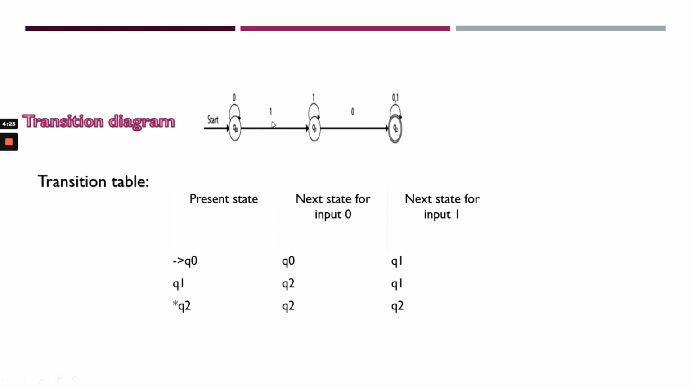If 1 is the input for Q0, then it goes to Q1. For Q1, if 0 is the input, then it goes to the Q2, which is the final state. For Q1, if 1 is the input, then it remains in the same state. For Q2, 0 and 1 are the inputs means it again goes to the Q2 itself. So this is how we draw transition table for a given DFA.